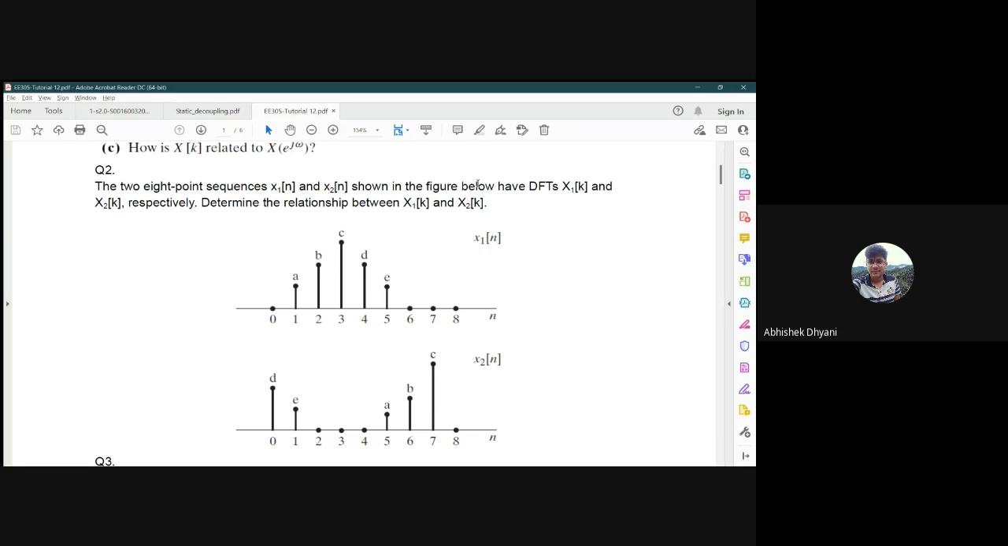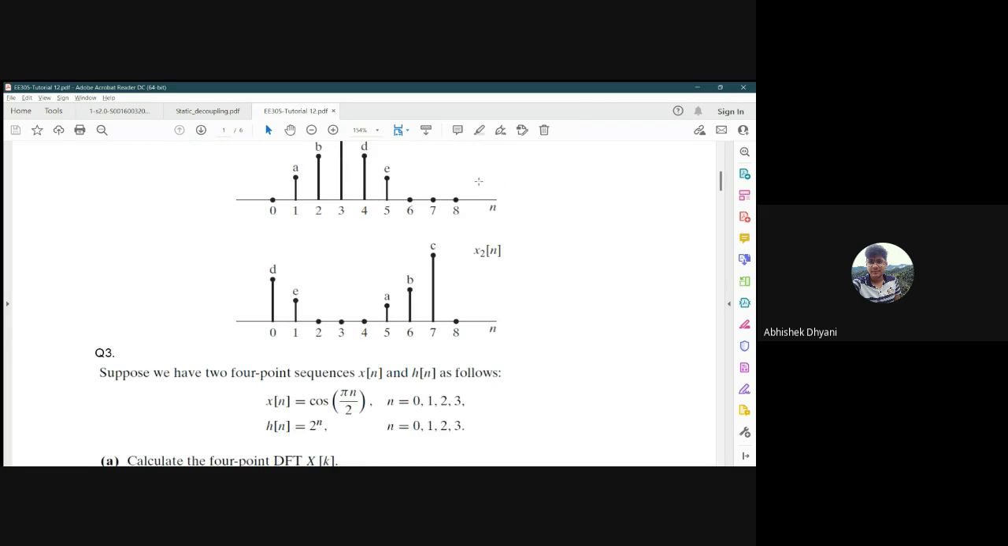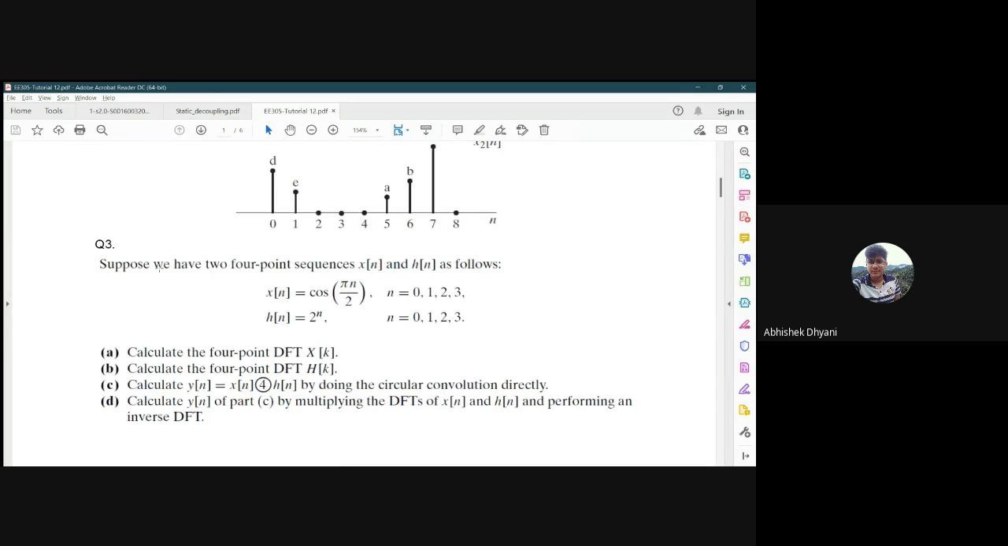Okay, so I'll move to question number 3, and this is the last question. This is a relatively small tutorial. So this is the last question for this tutorial, and here we have been given two 4-point sequences, x[n] and h[n], right? These are two 4-point sequences, which means that they are only non-zero for 4 indexes. n is from 0 to 3.